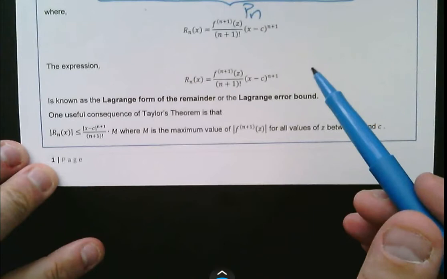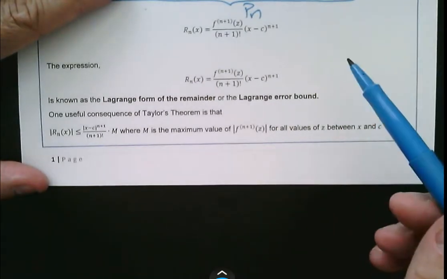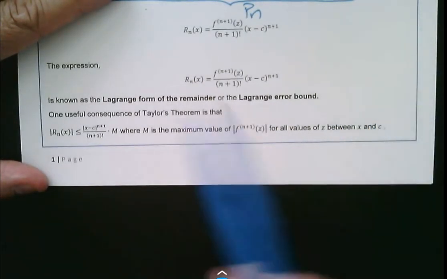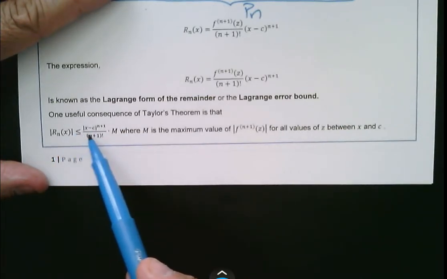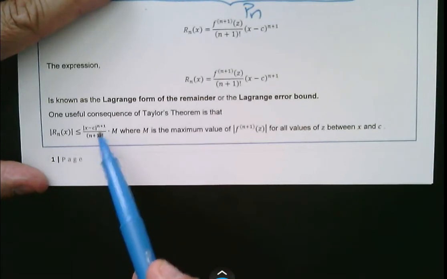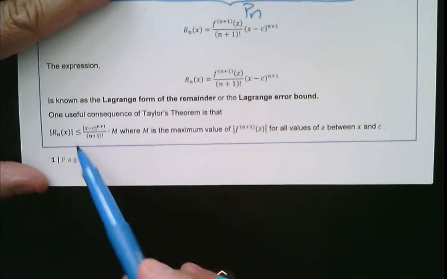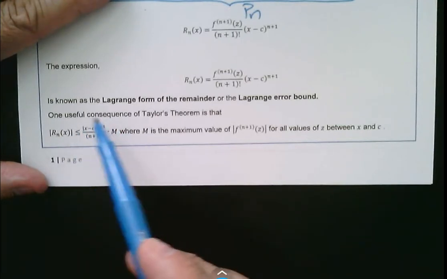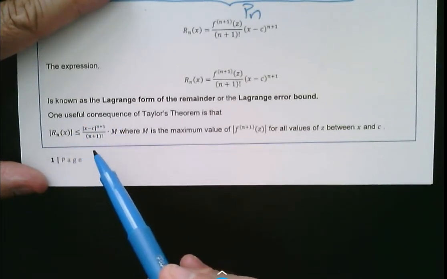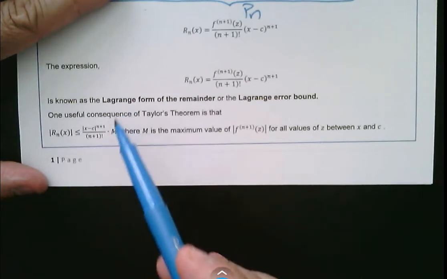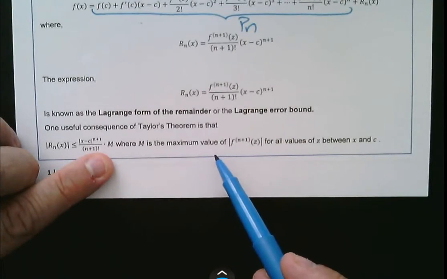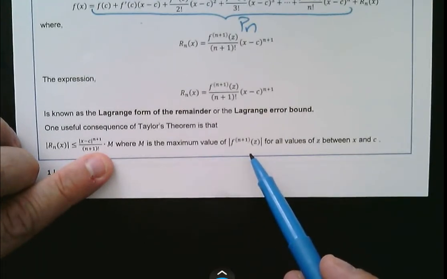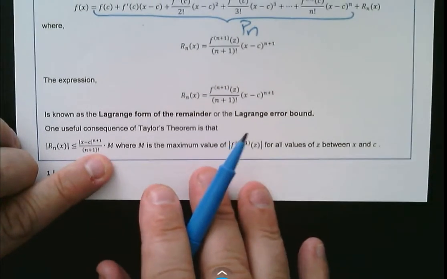Okay, we're almost there. One useful consequence of Taylor's theorem is that your error is going to be less than or equal to x minus c to the n plus 1 power divided by n plus 1 factorial. That part should be familiar, right? Those are our coefficients in a Taylor polynomial, times m. And I'm going to define m to be the maximum value of the absolute value of the next derivative on that interval. We're going to come back and look at this one.